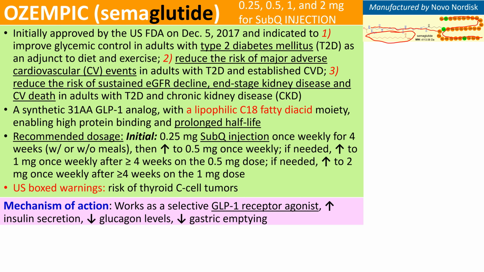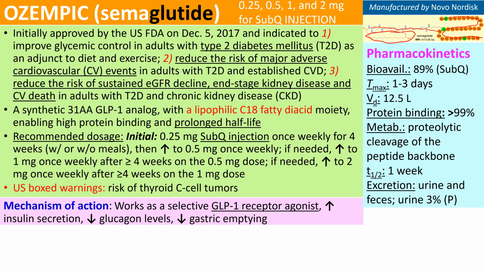Mechanistically, this medication works as a selective GLP-1 receptor agonist. GLP-1 refers to glucagon-like peptide 1 receptor. By activating this GLP-1 receptor like a native GLP-1 hormone, this would enhance insulin secretion, decrease glucagon levels, and delay gastric emptying.